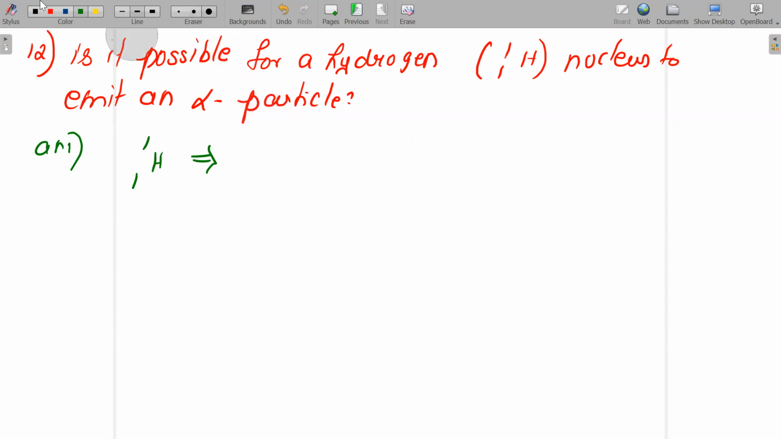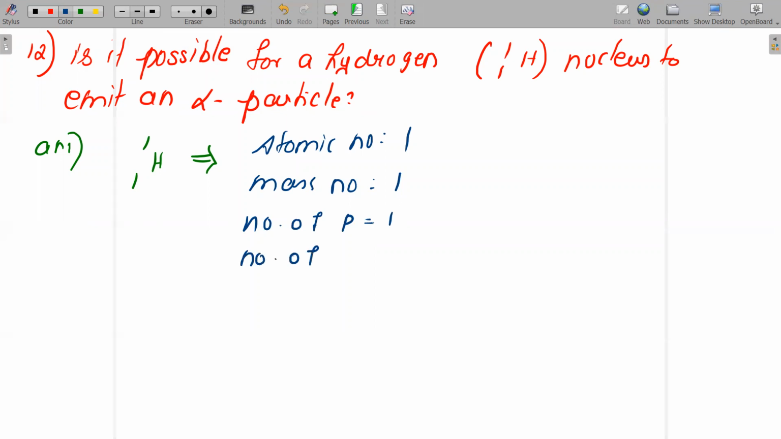Children, first you should write what is the atomic number? Atomic number is 1. What is the mass number? 1. From this, what is the number of protons? 1. Number of neutrons? 1 minus 1, 0.